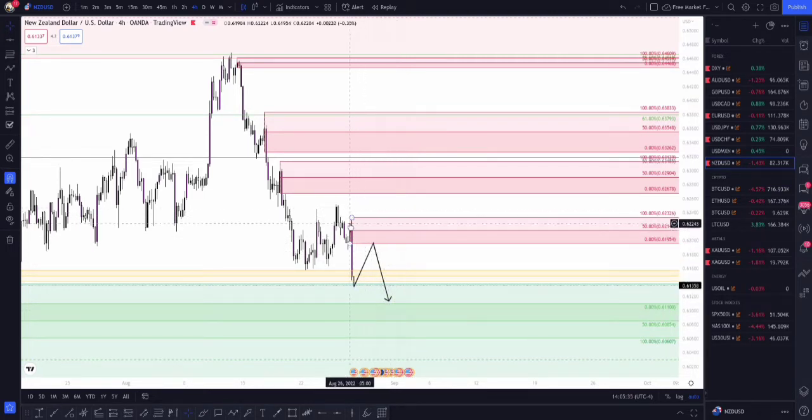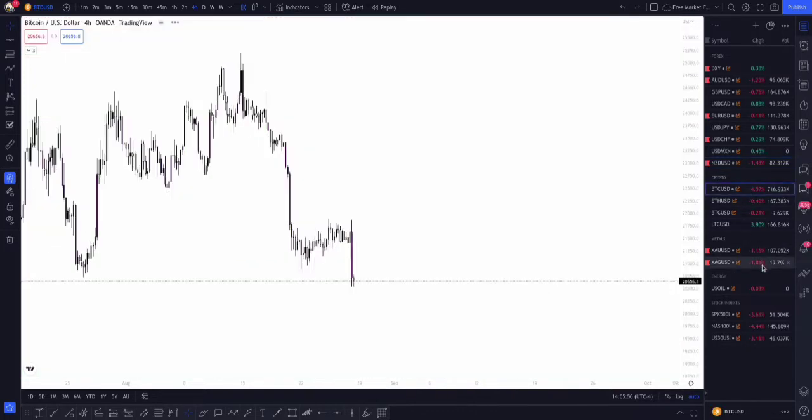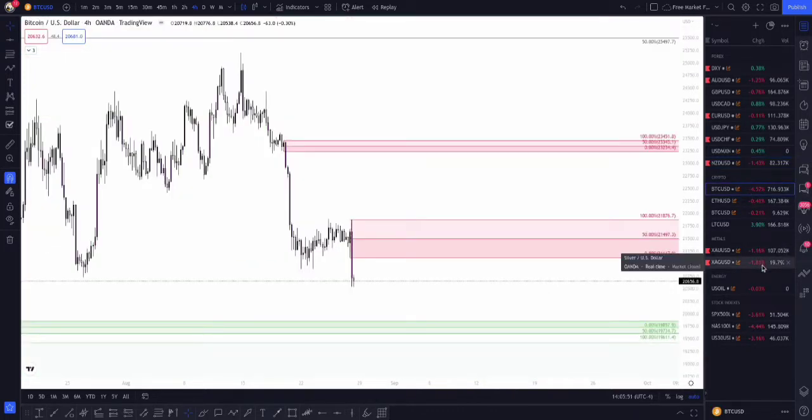However, if we do get this supply violated, then I'll be looking to again take trades to the upside instead of the downside. Okay. All right. Bitcoin. We have more long positions reported for Bitcoin.